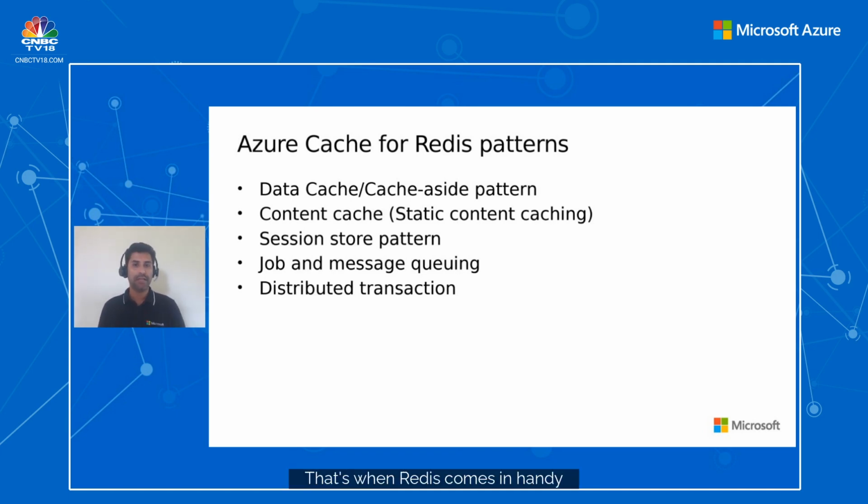That's when Redis comes in handy, where we will have just simple information in cookies, whereas if we have complex user details, we can have a lookup directly in Redis based on the cookie values as well.